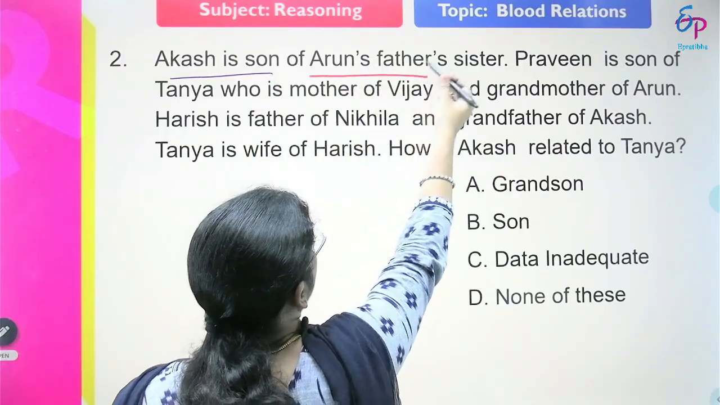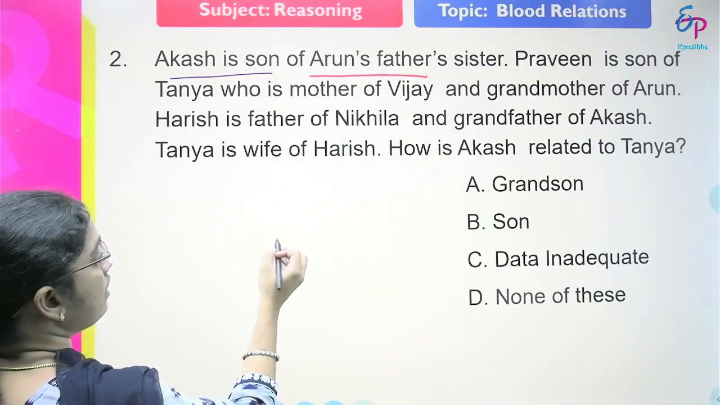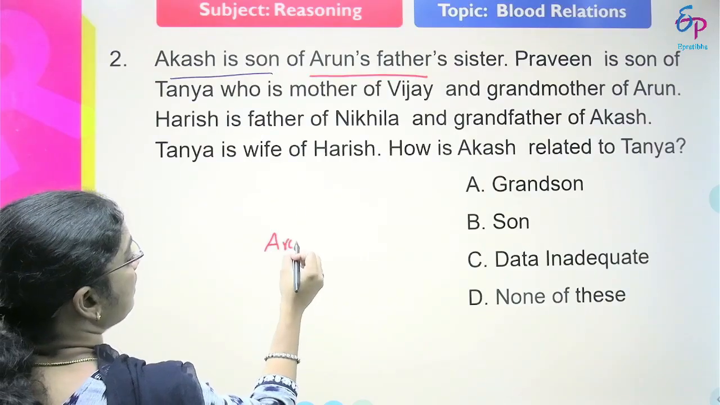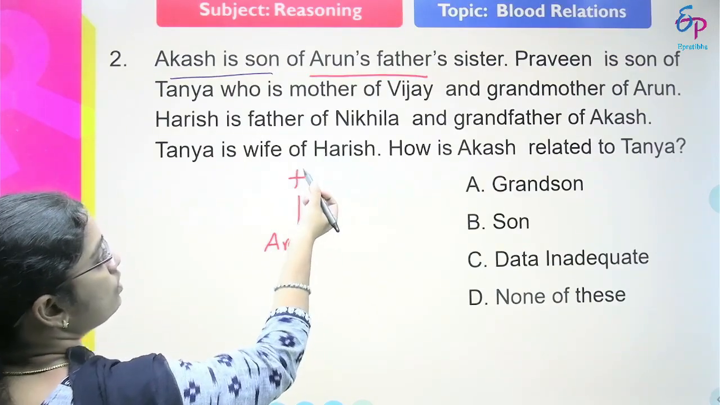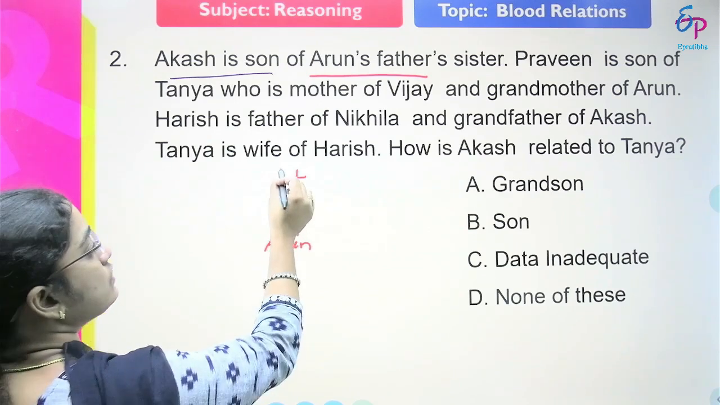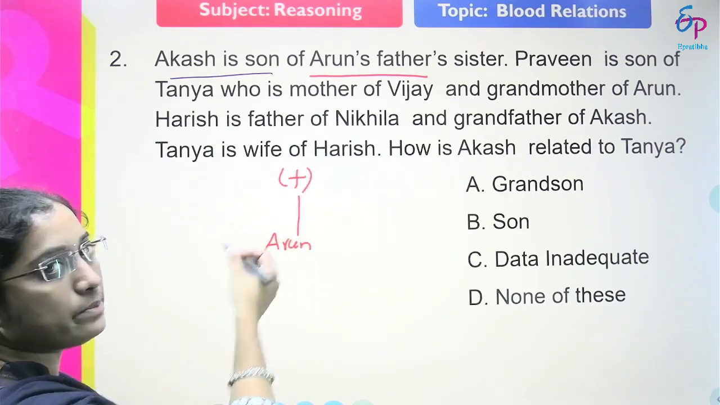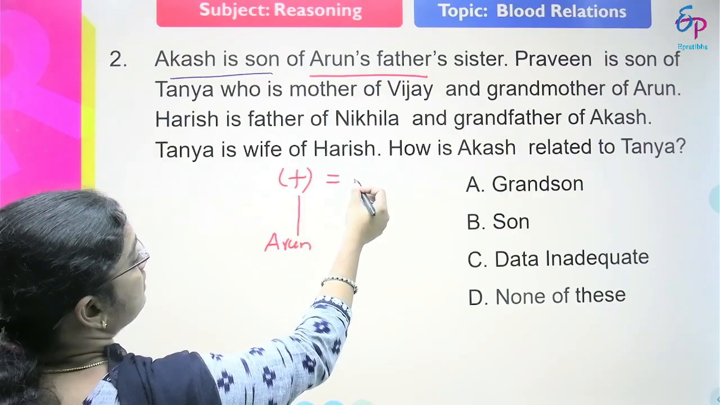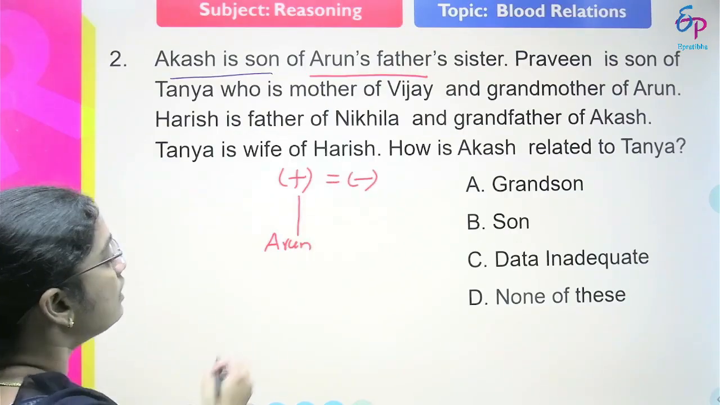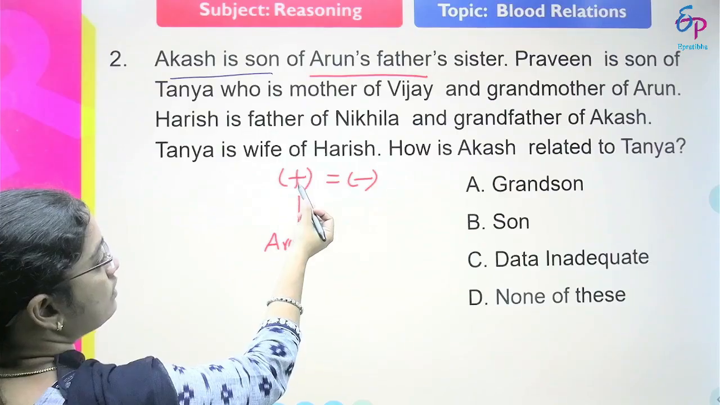So Akash is the son of which person, friends? Arun's father's sister. That means first we need to take Arun's father. So first I am taking Arun, then Arun's father. We don't know the name of Arun's father, so I am taking just a plus symbol. Plus symbol means father. Then Arun's father's sister, so we need to take sister here. Sister means minus symbol.